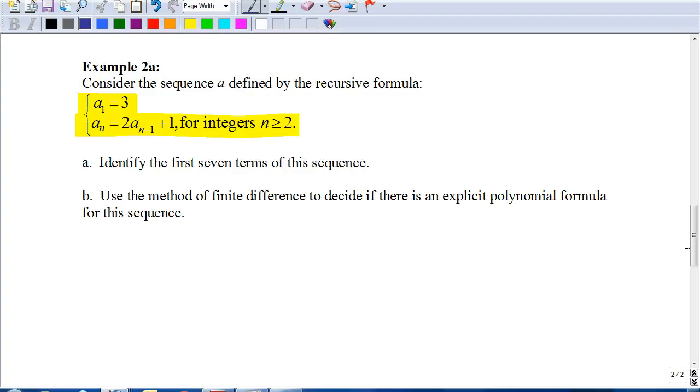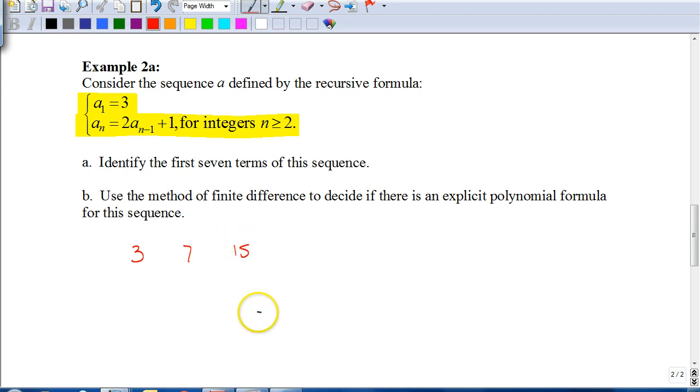Remember, this is a recursive formula. So they give us the first term here is going to be 3. The next term in the sequence, this is telling us to double or multiply the previous term times 2, and then add 1. Well, if I take 3 times 2, I get 6, and add 1, I get 7. Then I multiply 2 times the previous term, which is now 7, and add 1. So 2 times 7 is 14, plus 1 is 15.